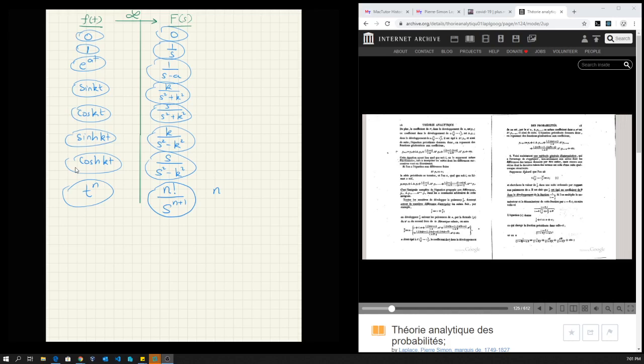I mean, if n is 0, basically you get 1, right? So you get this special case here, because you'll get 0 factorial, which is 1 by default, and then s to the 1. So you get this one, so that's a special case. So here we'll just put for n greater than or equal to 1, and n is an integer.